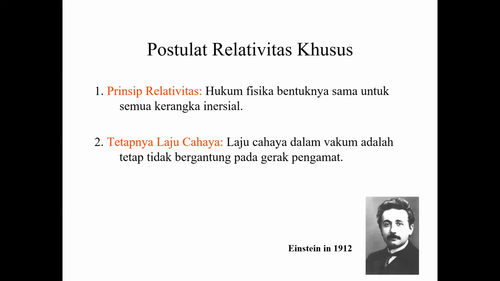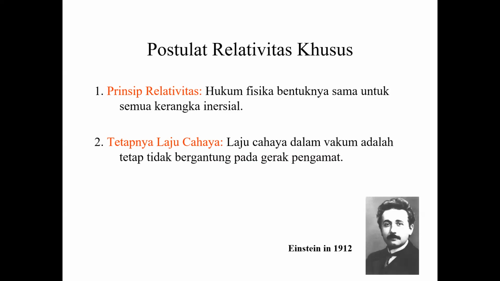And then the second postulate is that the speed of light in the vacuum does not depend on the observer motion. So the speed of light in the vacuum is constant. You can say that. Okay, is there any question until this section? Any question?